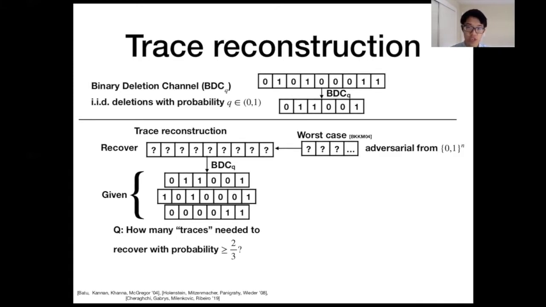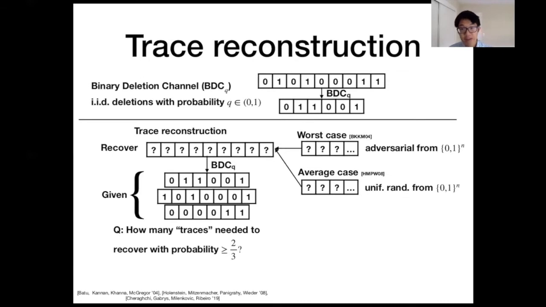Now, if you're trying to formulate this problem yourself, you probably come up with something called worst case reconstruction. In this case, you know nothing about the unknown string, and you need to recover with probability at least 2/3 no matter what the string is. You can also think of this as that there's an adversary that looks at your reconstruction algorithm and picks the worst case string, and you need to recover with probability at least 2/3 in that case. There's also average case reconstruction where your unknown string is known to be uniformly random from 0, 1 to the n, and then you need to recover with probability 2/3 over the randomness of the traces and the randomness of the unknown string.